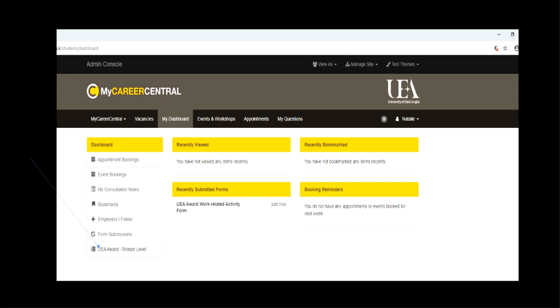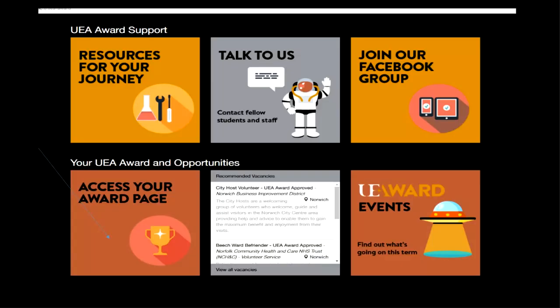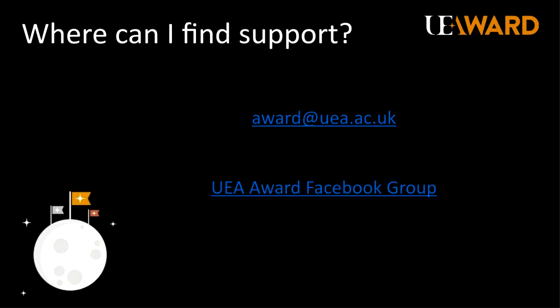Okay, so this is what it looks like once you've clicked on that. If you go to the left-hand side, you will find at the bottom of that list on the left, it will say UEA Award Bronze Level, and you need to click on that for us. Sometimes you might get to this page and it says access your award page, so that's another step. Click on that and then you will find your workflow, okay, and you'll be able to work through the form.